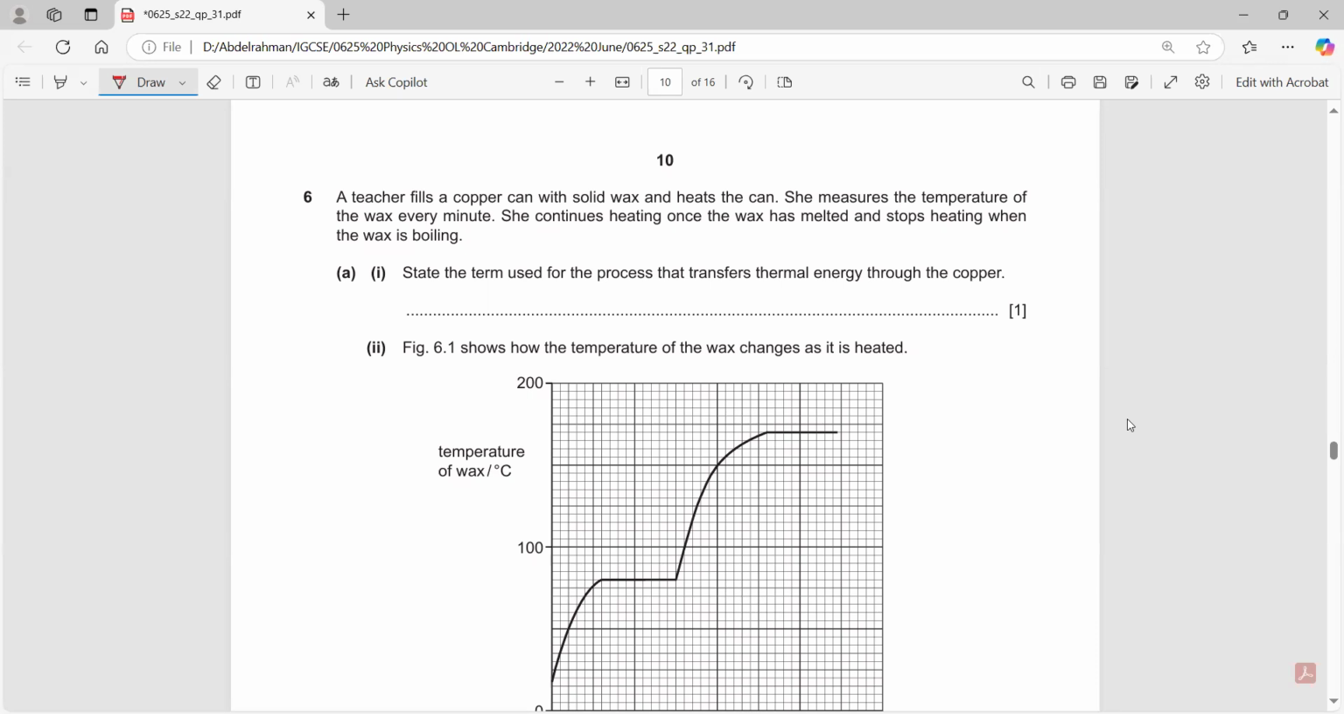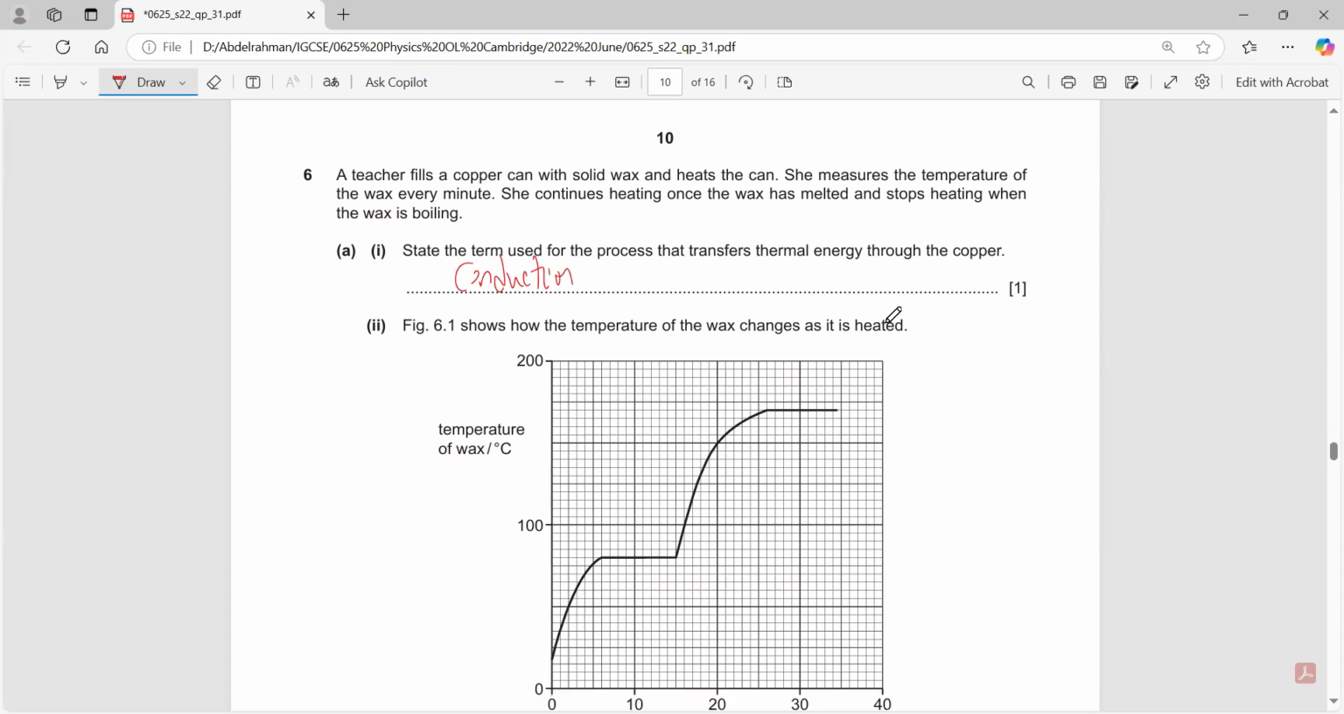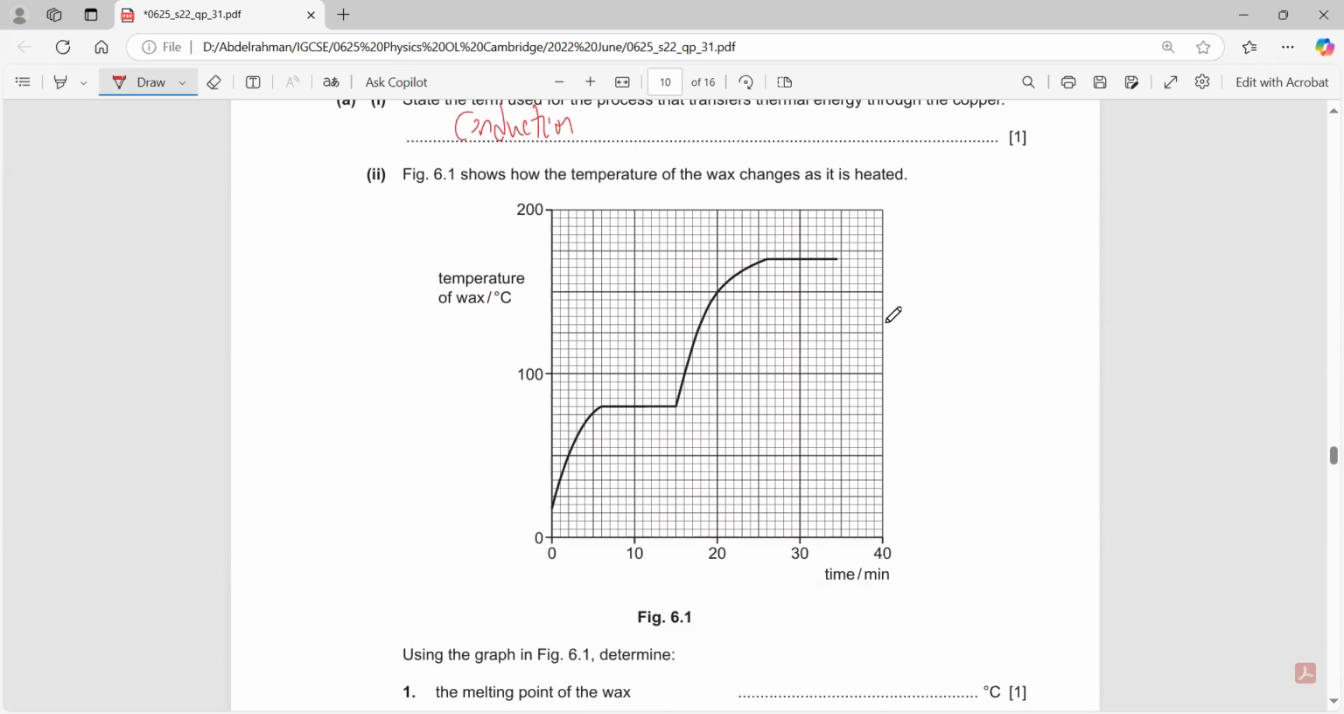Through the copper. What is the main type of energy? Yes, it is conduction. Conduction. Excellent. In figure 6.1, the temperature of the wax changes as it's heated.